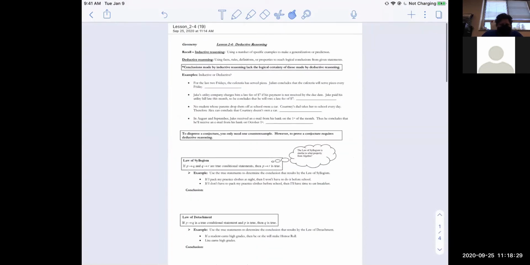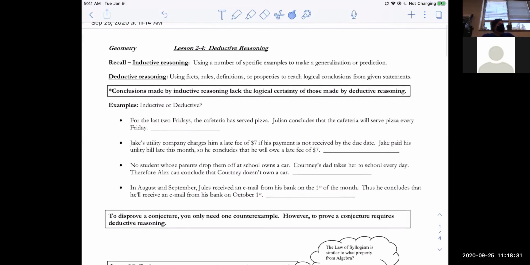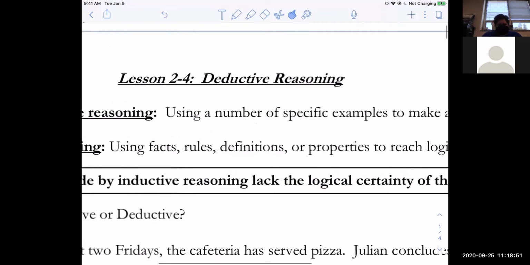Right, so in this lesson, we're going to be talking a lot about deductive reasoning. So what was the kind of reasoning we talked about in the first section, where it was like looking at patterns and trying to determine what the next things could be, trying to extrapolate from a certain amount of information? That was inductive. This is deductive, okay?